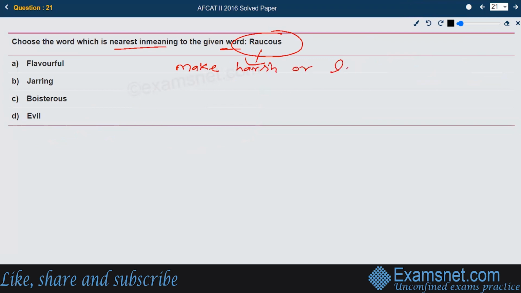Harsh or a loud noise. That is what raucous means. Okay, this is the meaning. Now let's look at the options given.